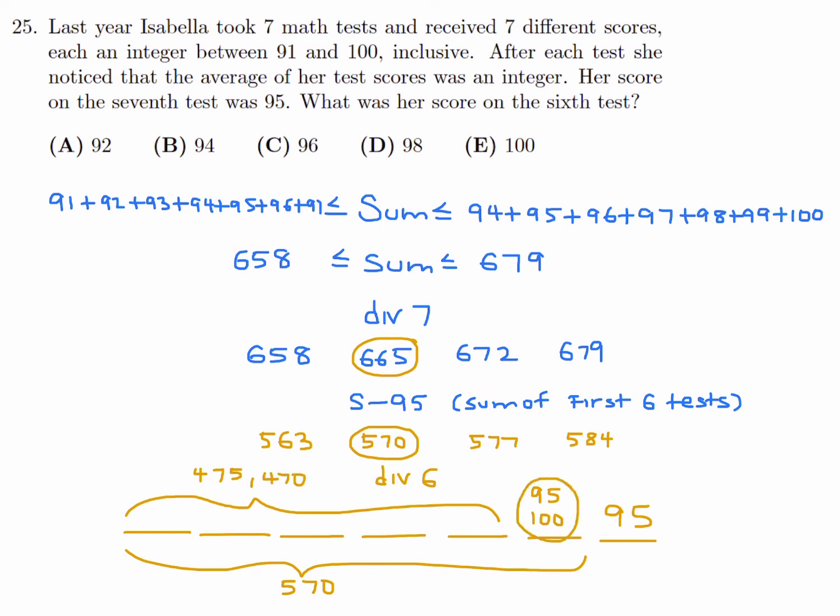So this sixth number is either 95 or 100. And of those two, the only one listed in the answer choices is 100. And therefore, number 25, the answer is E.